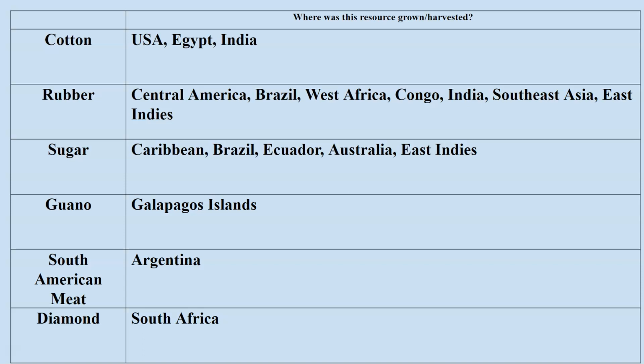Sugar, a major topic of the previous units, grown predominantly in the Caribbean and Brazil, but also in Ecuador, Australia, and a little bit in the East Indies, what is modern-day East Indies.